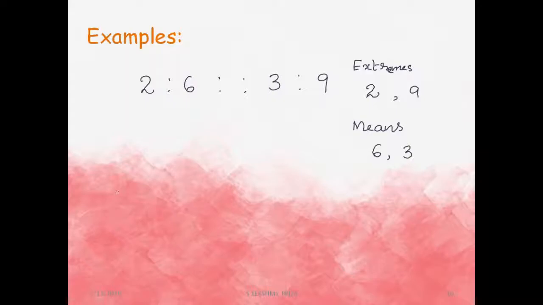Let's consider another example. 8:6 is as 20:15. Here the first term is 8, second term 6, third term 20 and the fourth term is 15. The extremes are the first term 8 and the last term 15. What about the means? Correct. The means are the middle terms 6 and 20.